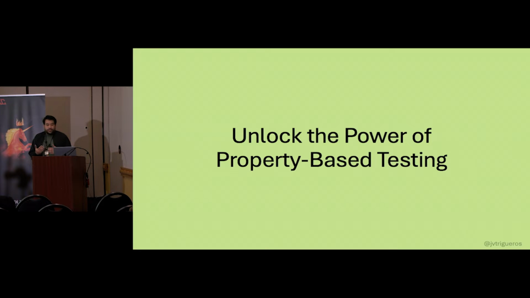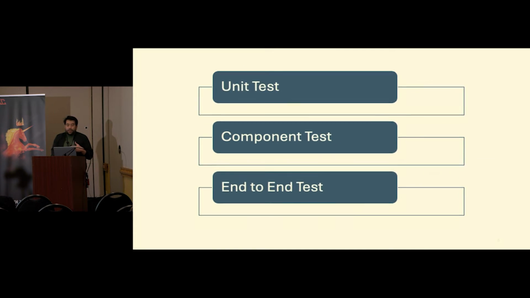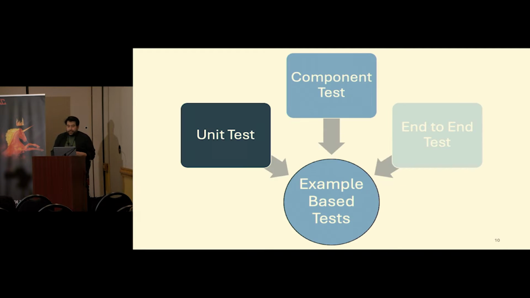Before we get into it, let's go over some of the terms so that we're both on the same page. You may have heard of these terms before: unit, component, and end-to-end tests. But it's important to not look at property-based tests as another one of these. Instead, let me redefine this and talk about example-based tests. Unit, component, and end-to-end tests are all example-based tests where you provide your example input, and then you provide your example output, and you make some type of assertion to get that test to pass.